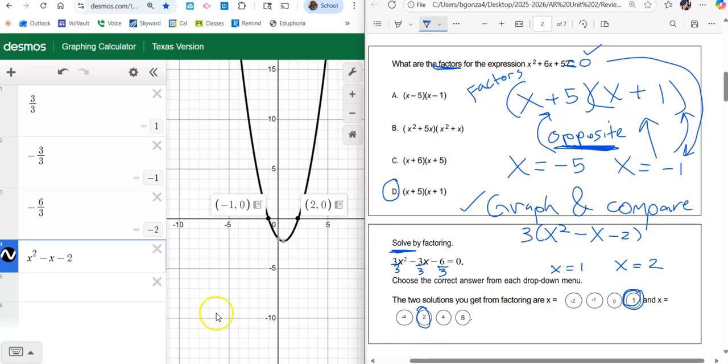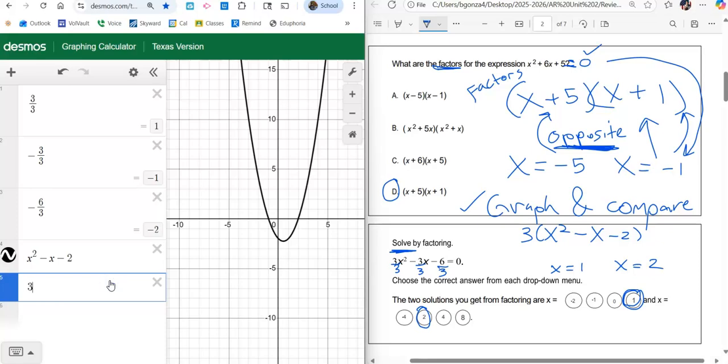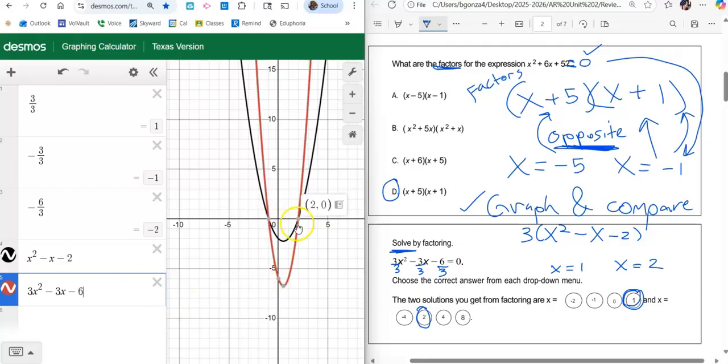Now, you also could have just graphed the original one. That would have worked too. 3x squared minus 3x minus 6. Do you see how it goes through the same points? Okay. So whether you graph the original or if you factor out the 3, your solutions are still going to be negative 1 and positive 2. Sorry, this is a negative. So this should be a negative 1, positive 2. Cool.